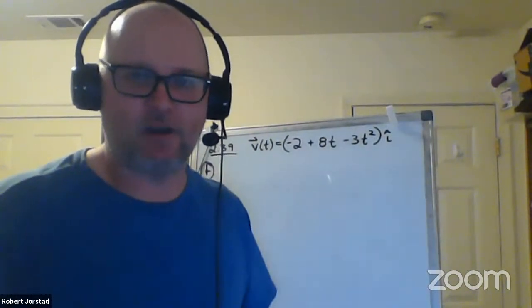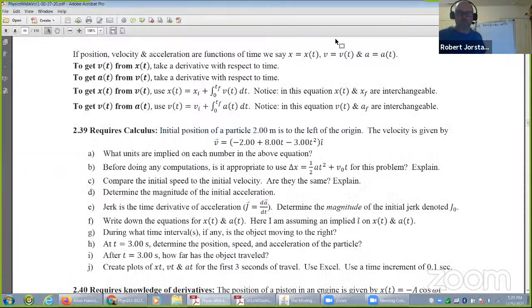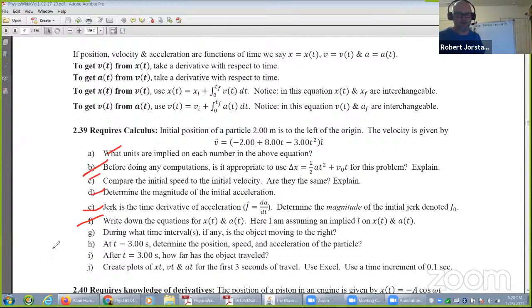Let's go back and see what I forgot to talk about. Okay, so we did this. It says, during what time intervals, if any, is the object moving to the right?